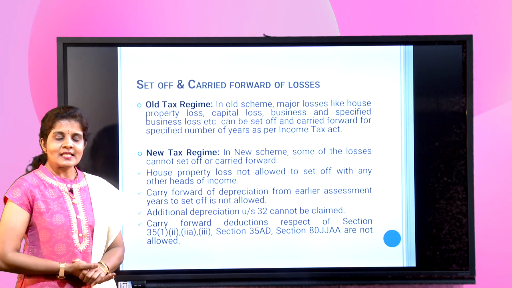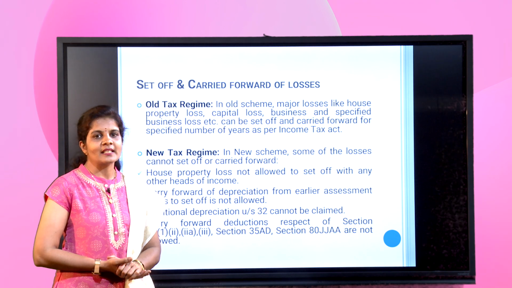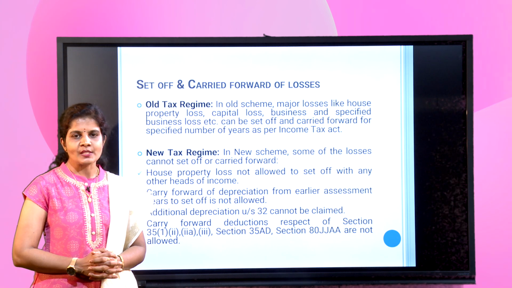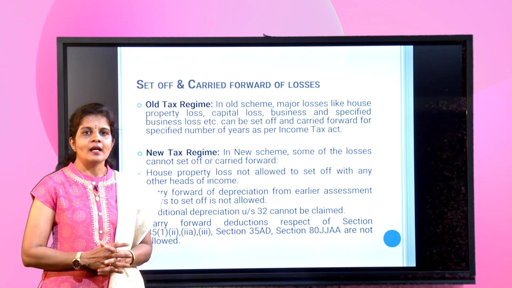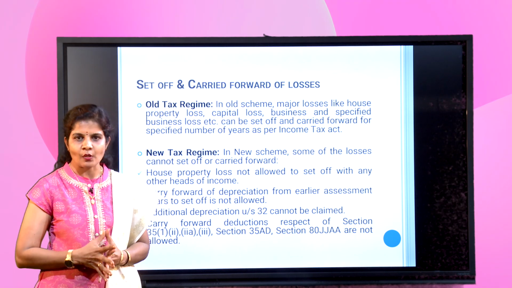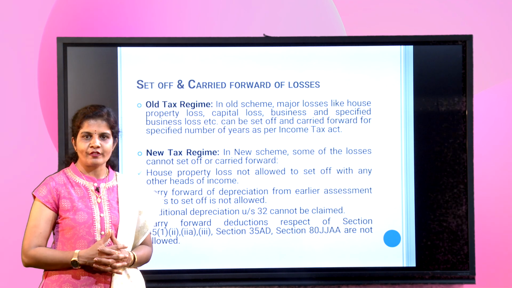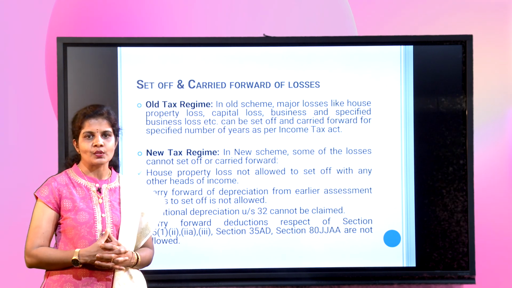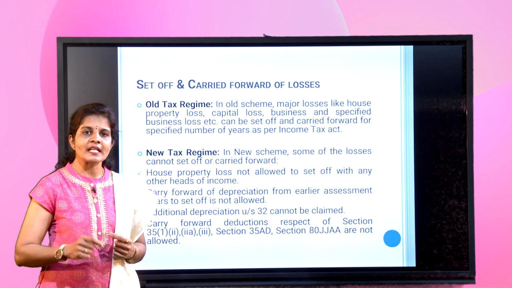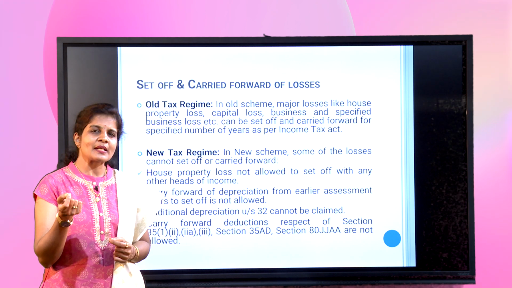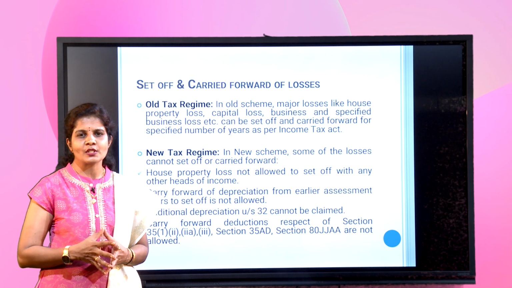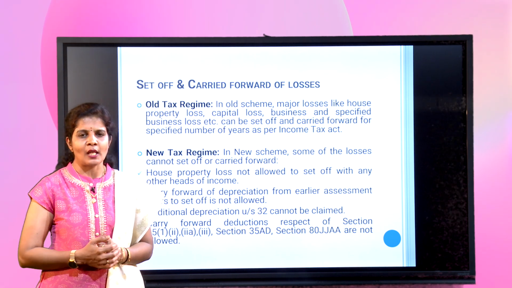Next, now let us understand set off and carry forward of losses in both the new tax as well as old tax regimes. As we know, we have 5 different heads of income: income from salary, income from house property, income from business or profession, capital gains, and income from other sources. Other than salary income, which will have no losses, all the other 4 heads of income can lead to losses.